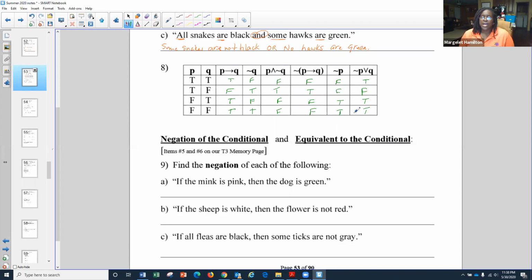Okay, so now that we filled in our truth table, let's do some comparisons. All right, so what do you see? Because I see something right off the bat there. I see that my conditional statement has the same truth value as negation P or Q. You see that? So that tells me that these 2 things here are equivalent to each other.